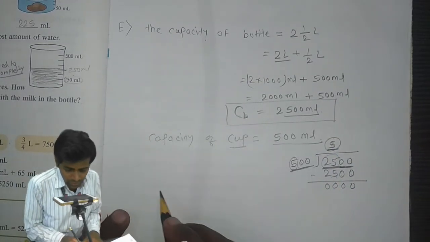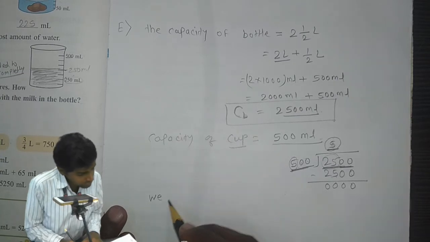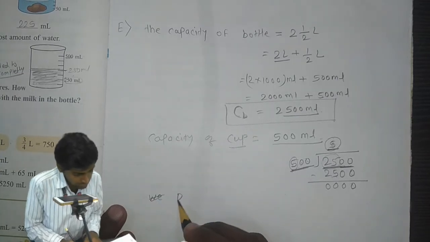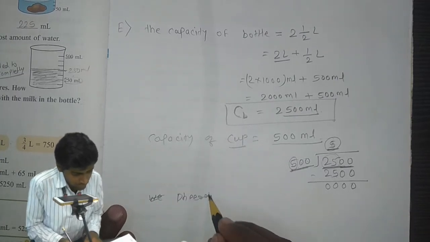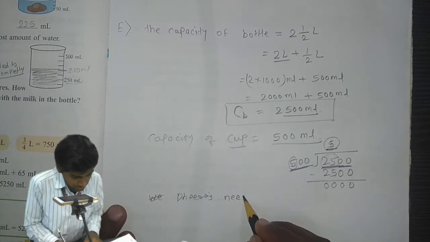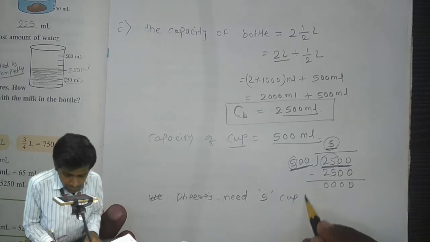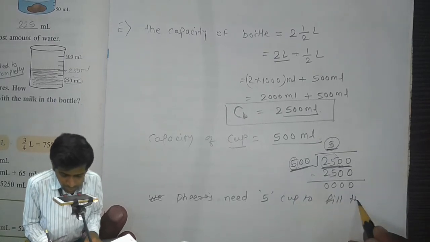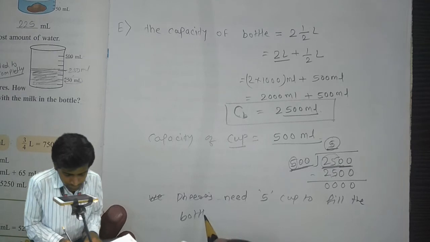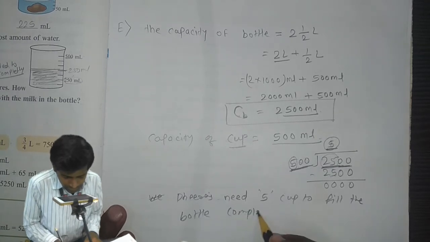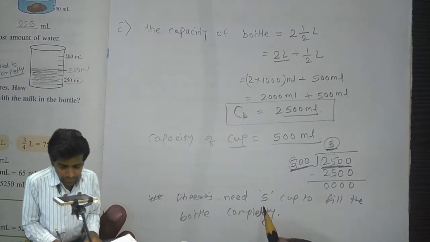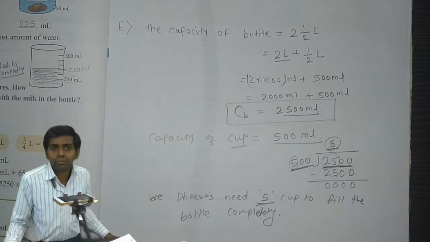That means we will write here: Dheeraj needs 5 cups to fill the bottle completely. So the final answer is 5.